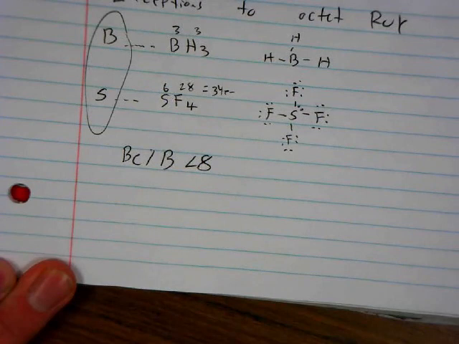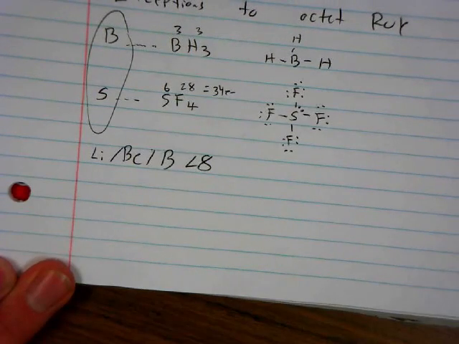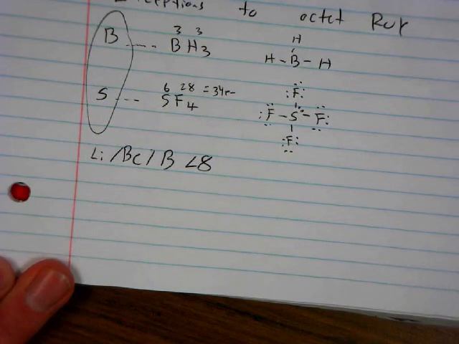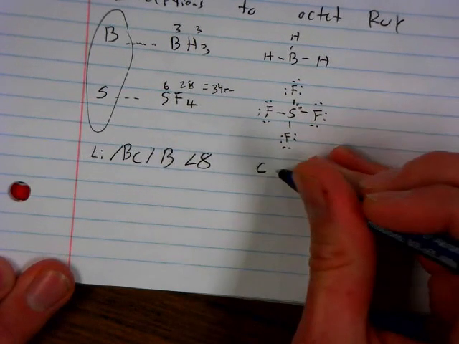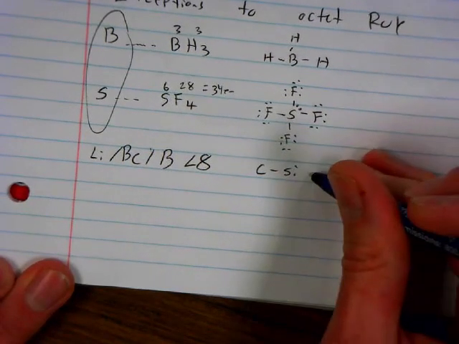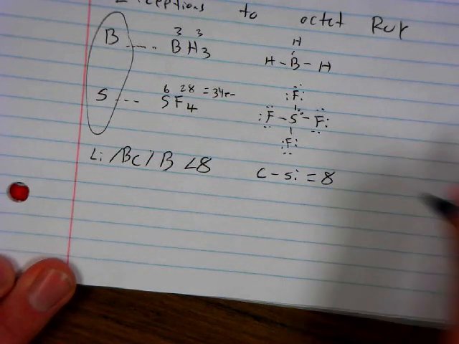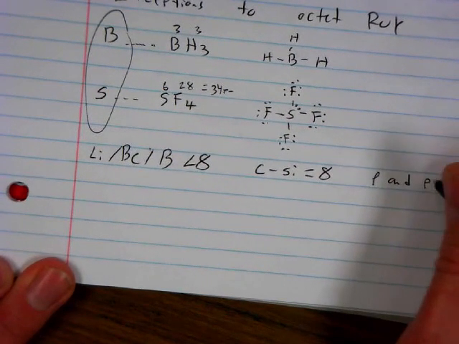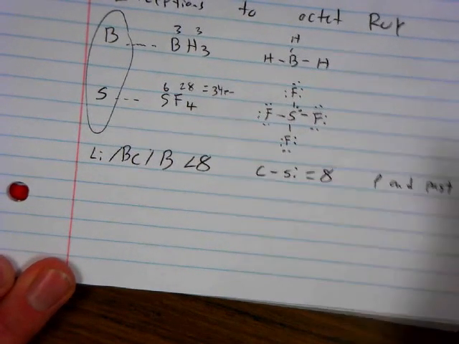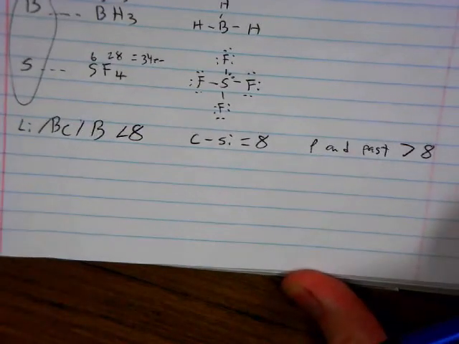So if I have B or Be, those can have less than 8. Boron and below can have less than 8 electrons. Boron, beryllium, lithium, yep.